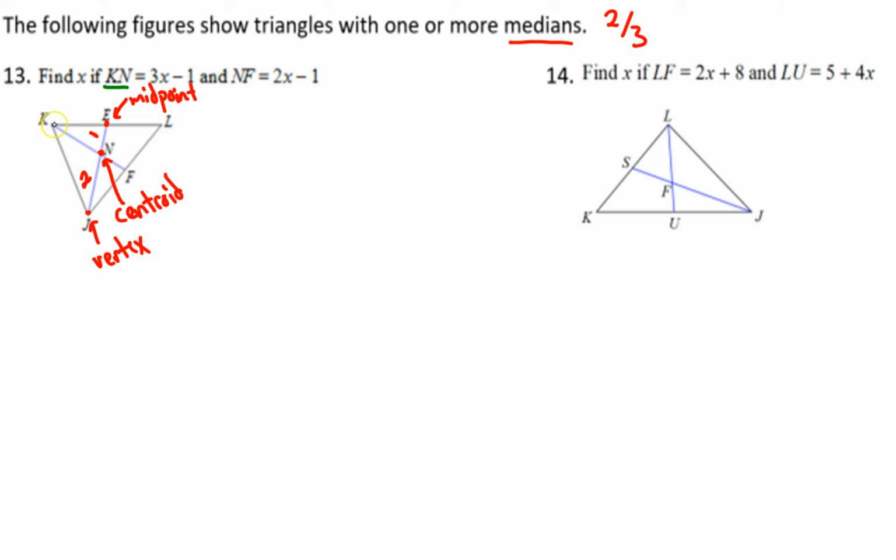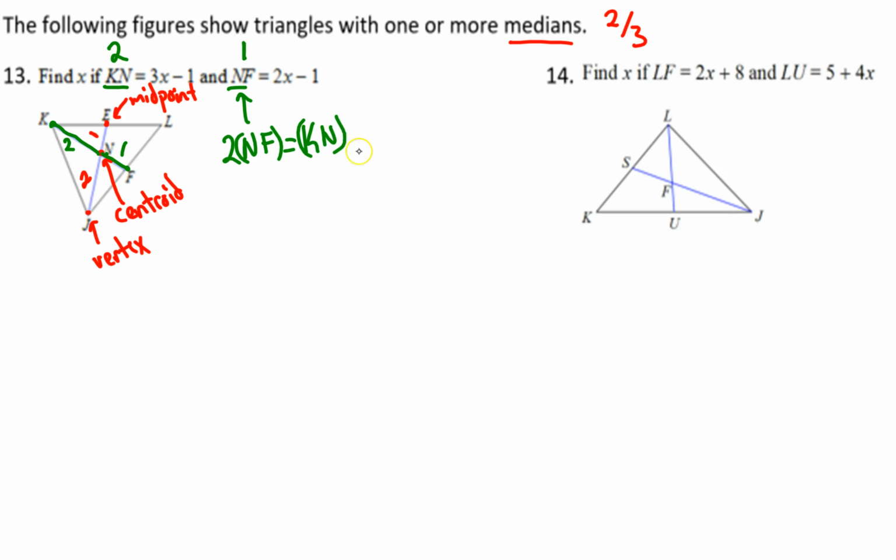KN is that first part we're given. So that's from the vertex to the centroid. So that means this is 2 parts. And then if we look at the other one, NF, so that is from the midpoint to the centroid. So that's going to be 1 part. So now that I know that KN is 2 parts and NF is 1 part, what I can say is that 2 of these NF's, so 2 NF's, is going to be equal to 1 of the KN's.